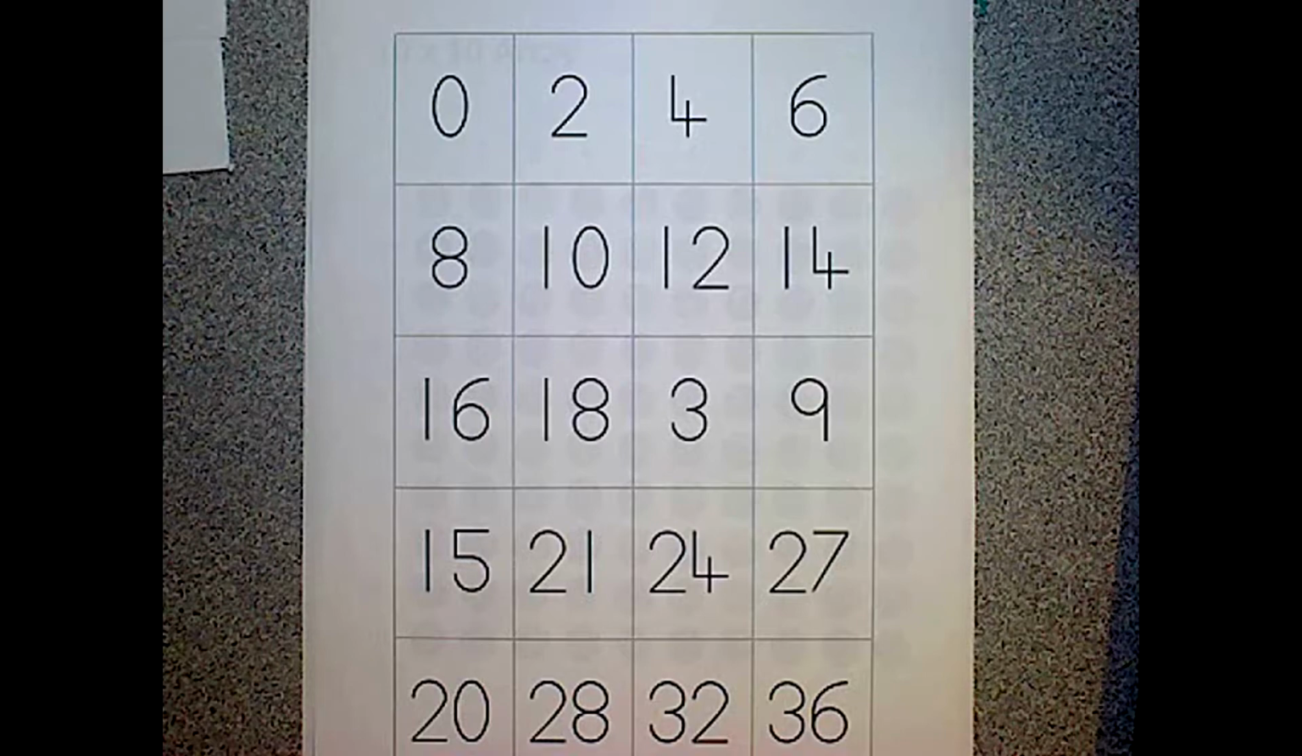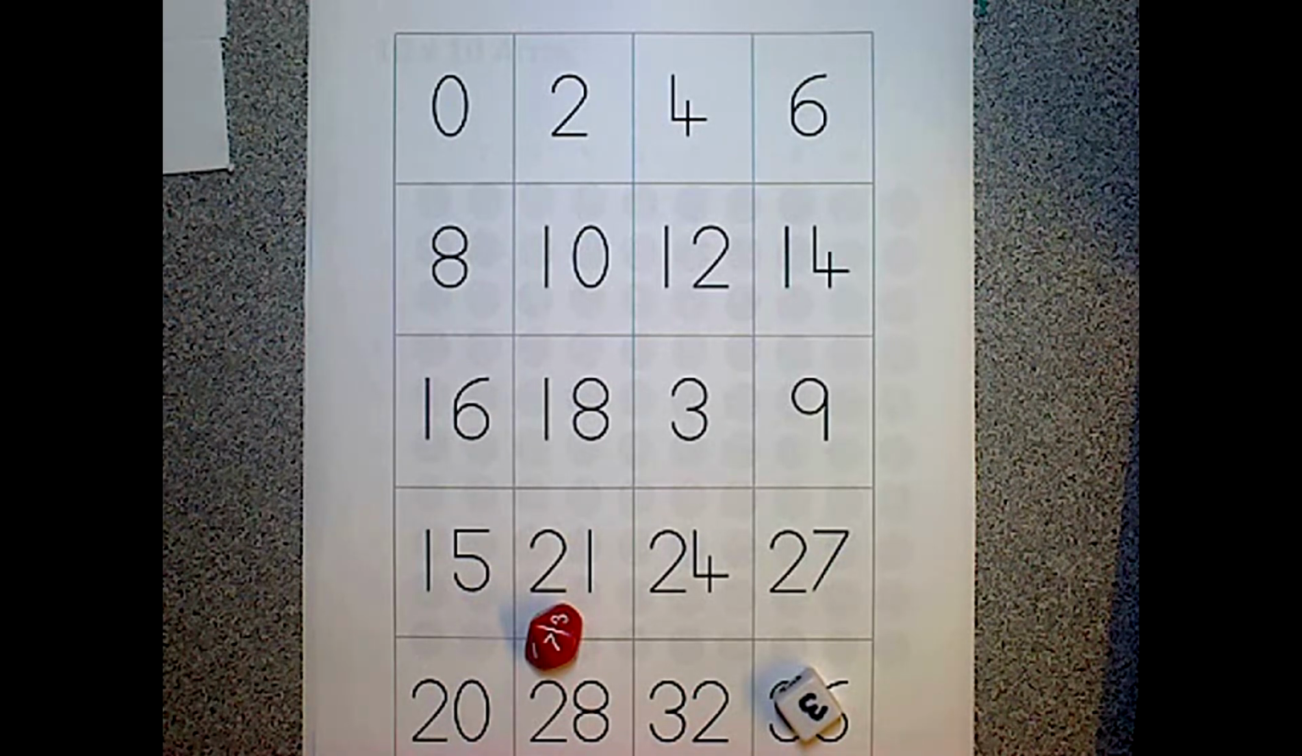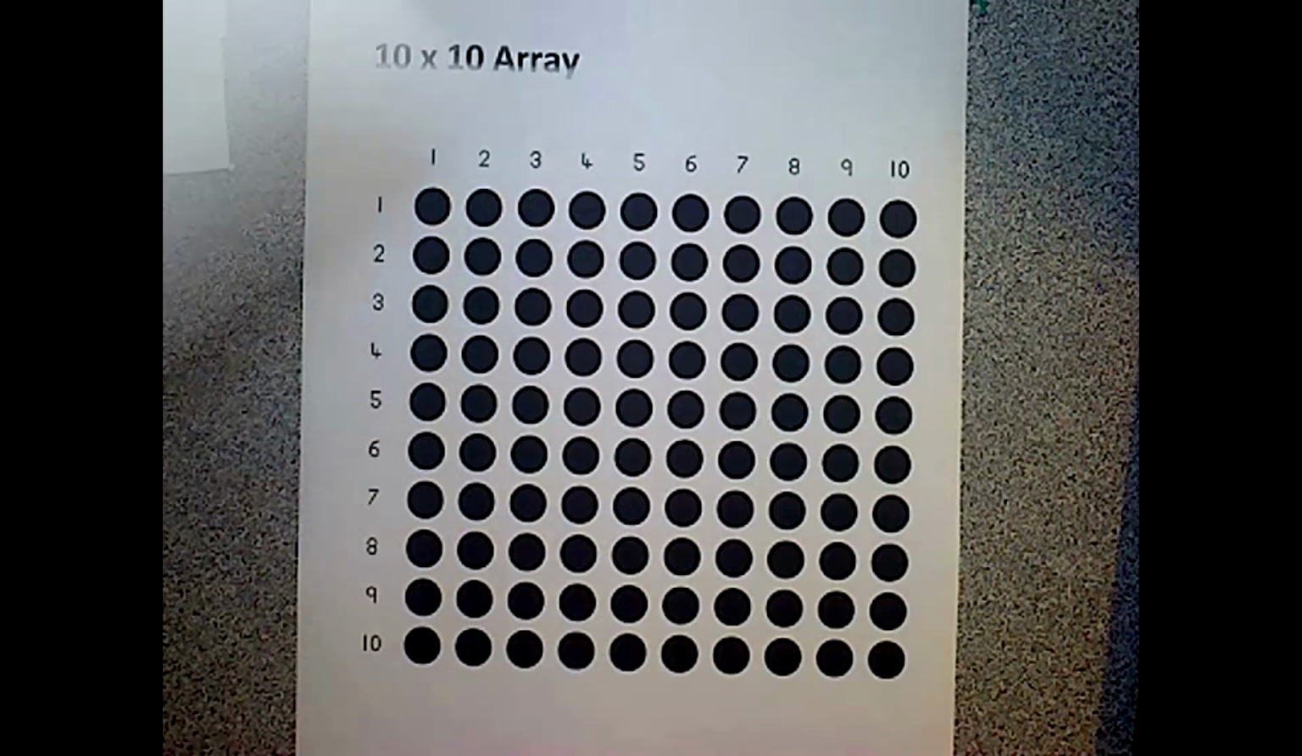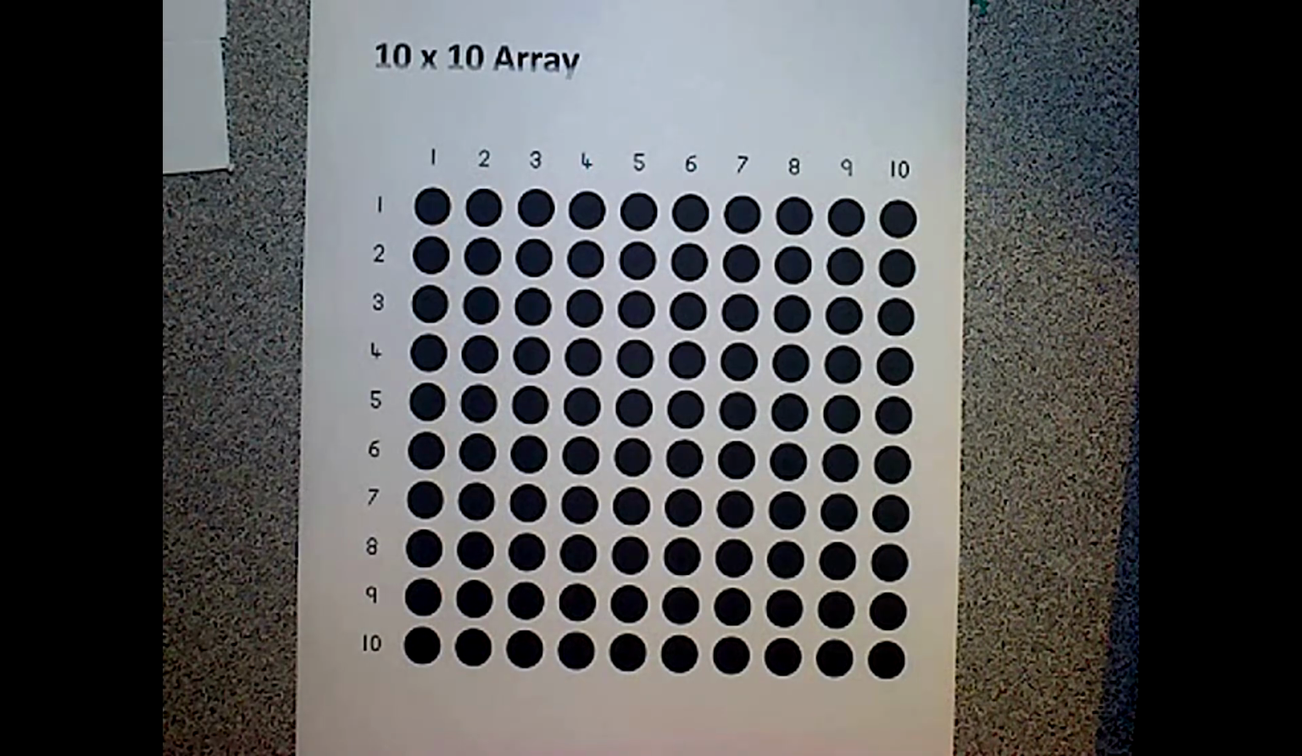Alright, let's jump straight into the activity first and see what we have to work with. Okay, so our bingo sheet, and we roll a couple of dice. Right, 3 and 7, so we have to work out 3 times 7. Now obviously the children don't know how to do that yet, so what we're going to do is give them a scaffold in the form of a 10 by 10 array.